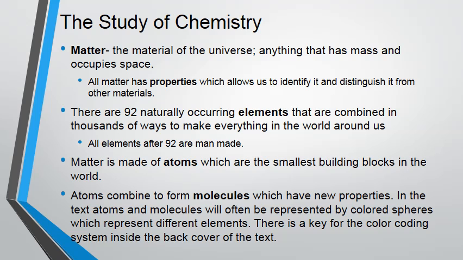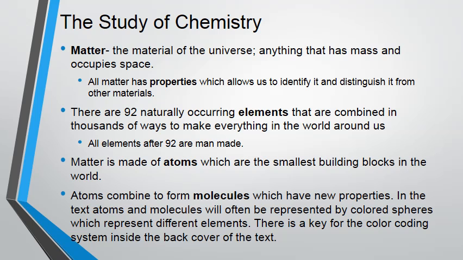So matter is made of atoms. Atoms are our smallest building blocks in the world. We do not have anything smaller that retains its own properties. So we do have things like our protons, neutrons, and electrons that make up the atoms, but they themselves do not make specific types of matter. You have to build those into an atom before you have anything you can do stuff with. So atoms combine to form molecules. And when you make a molecule, it has brand new properties.